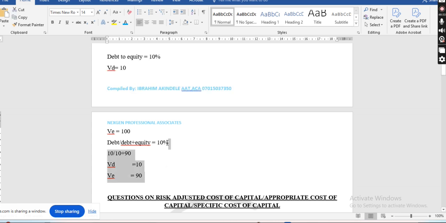They may not even give you 10%. They may not say 10%. It could be 0.1. And when they say 0.1, you should know what it means. Just multiply it by 100 so that you don't confuse yourself.